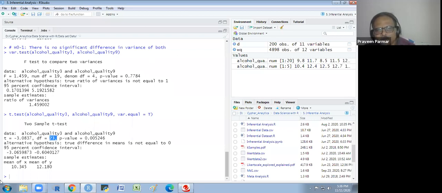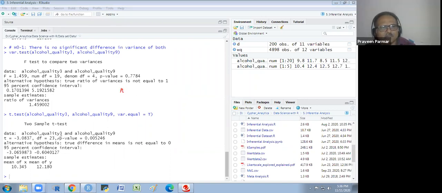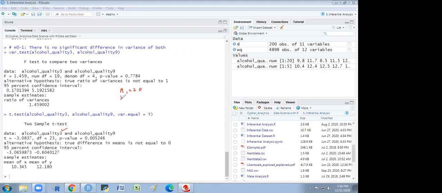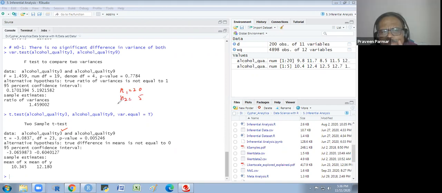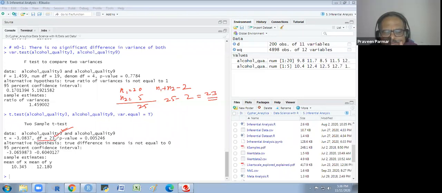It is 23. Because we know that N1 in the 3 sample is 20, and N2 is 5. So it is 25. The formula is N1 plus N2 minus 2. So it is 25 minus 2, that is 23. So here we could verify whether the test is correct or not. Got it?